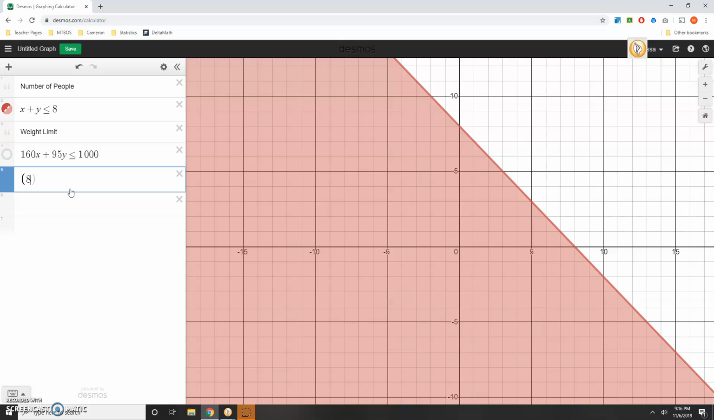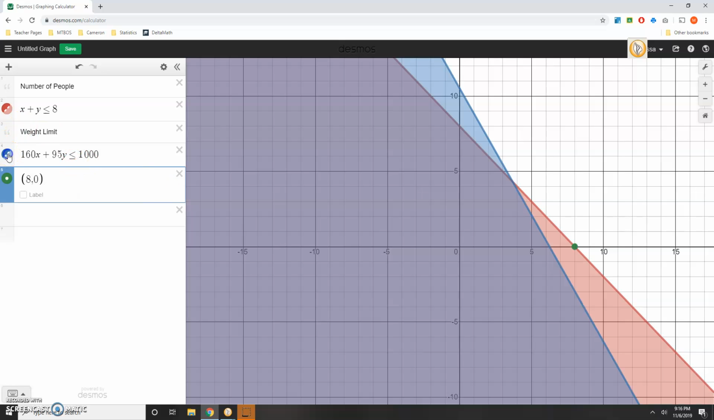We have, obviously, room in the boat for them, but let's go ahead and check the weight limit. Ooh, it is too heavy there in terms of our weight limit. So those 8 adults, that is going to be too much.